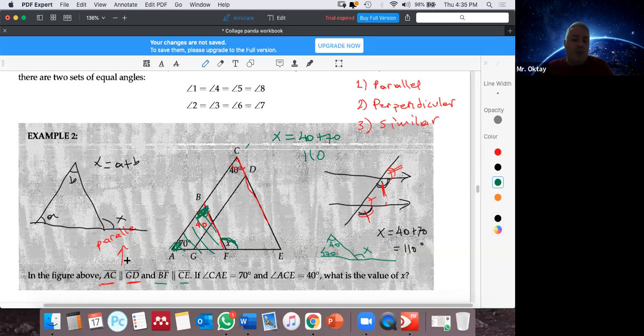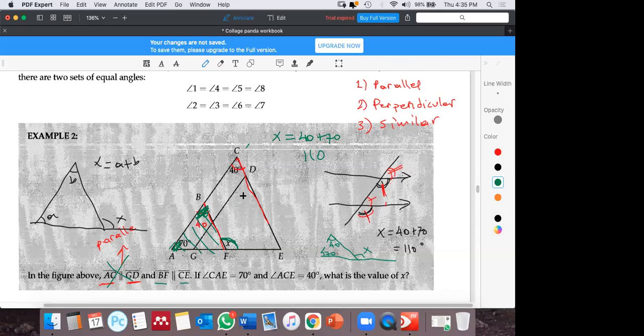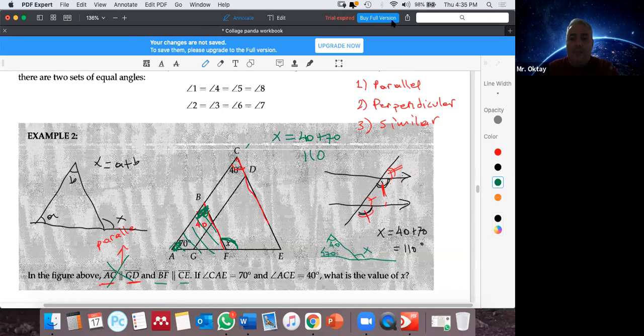So I didn't use this parallelism. I may, but I didn't use it. Can it be something else? I may think, but I think it's enough. No need to continue. So X is 110. Yeah, 110. Okay.